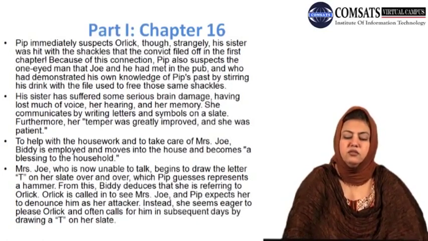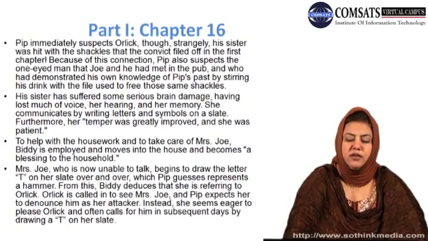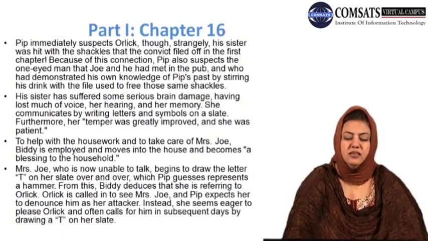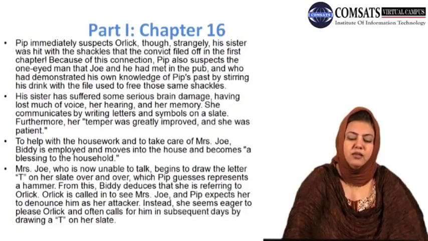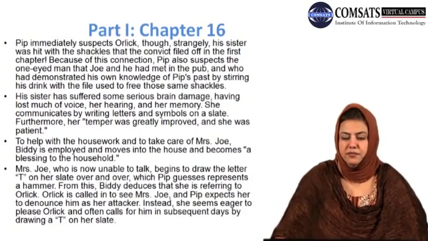Orlick is called in to see Mrs. Joe, and Pip expects her to denounce him as her attacker. Instead, she seems eager to please Orlick and often calls for him in subsequent days by drawing a T on her slate. So the confusion whether Orlick was the person who attacked her or not is raised in this chapter.